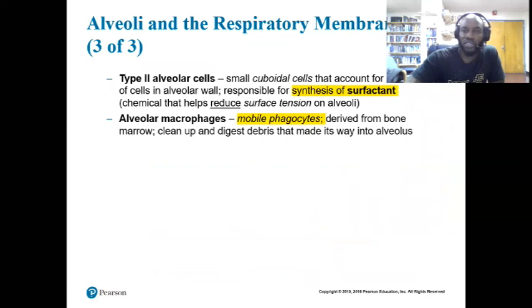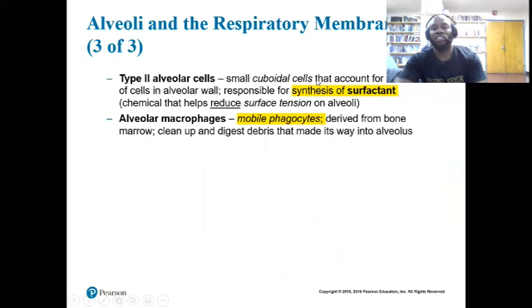We're also going to have type 2 alveolar cells, which are small cuboidal cells that are just 10% of the cells, which synthesize surfactant. That's going to help reduce the surface tension on the alveoli, and we're going to talk about that, keeps them inflated.